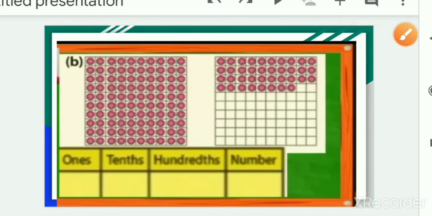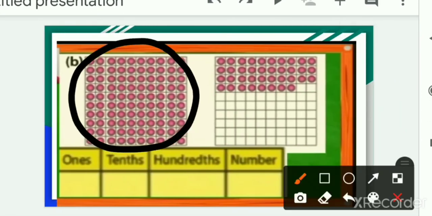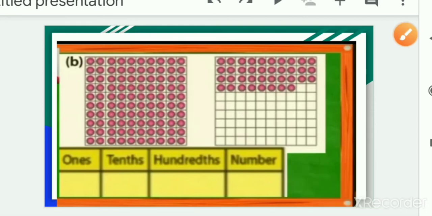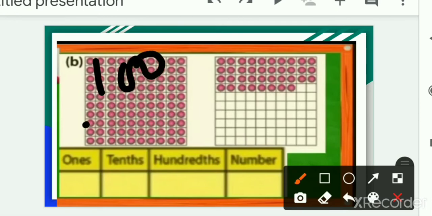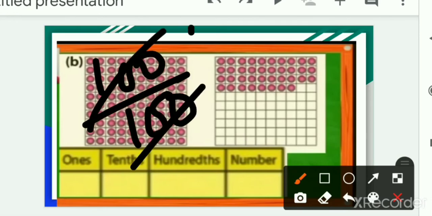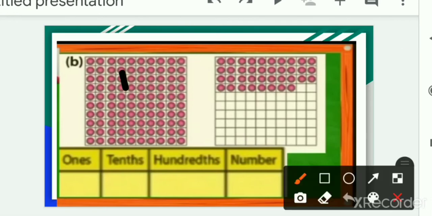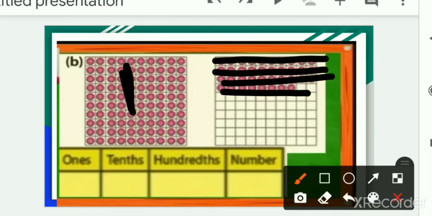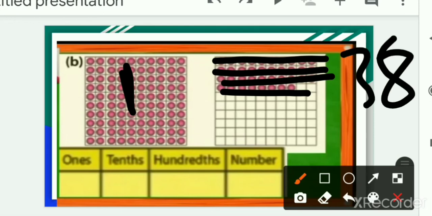Now we have the fraction. This is the complete whole, so it means it is 100 by 100. It means it is 1. Right? Now count this. Oh, sorry. See, this is 100 by 100, it means a total of 100 are covered. So it will be 1. And color 10, 20, 30, sorry, 38. So it will be 38 out of how many? It is out of 100, right?